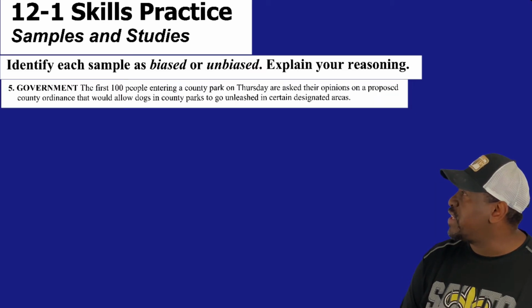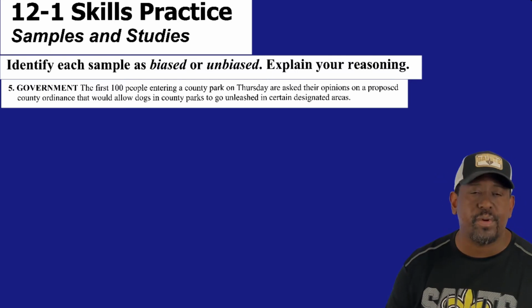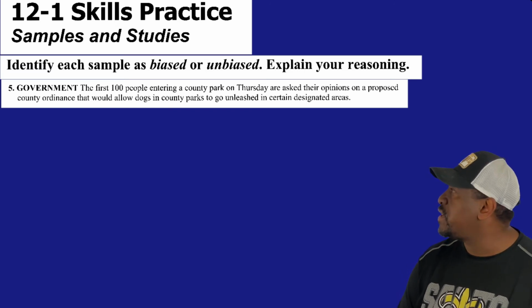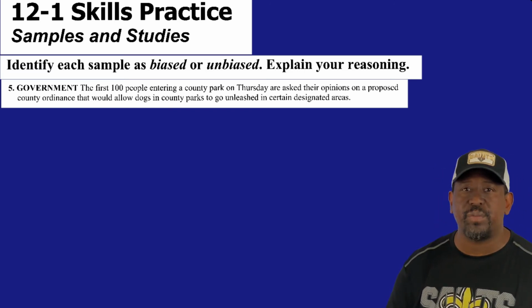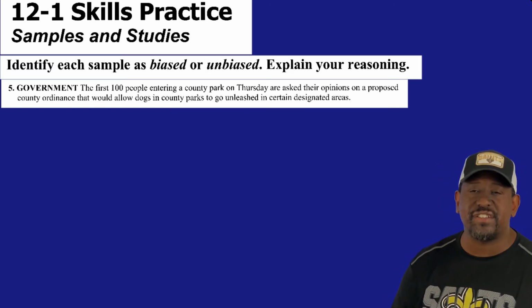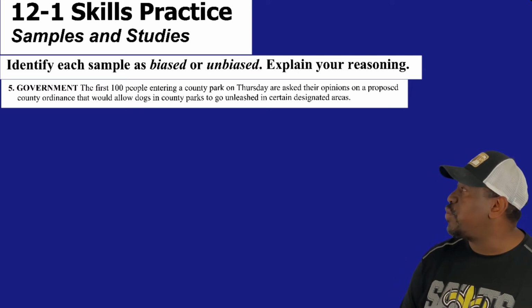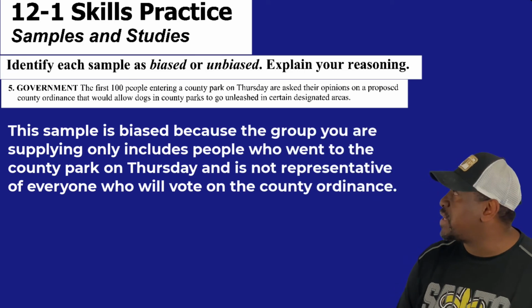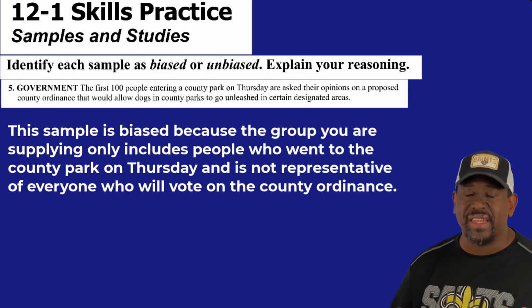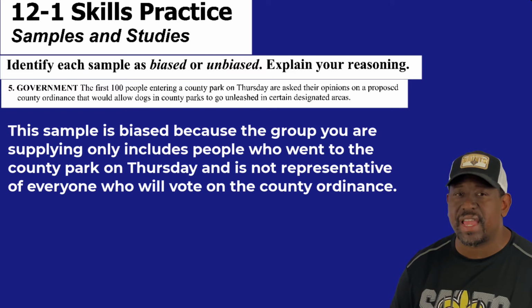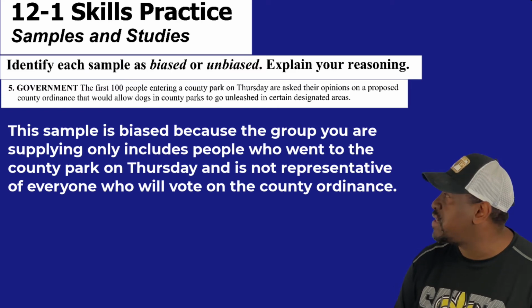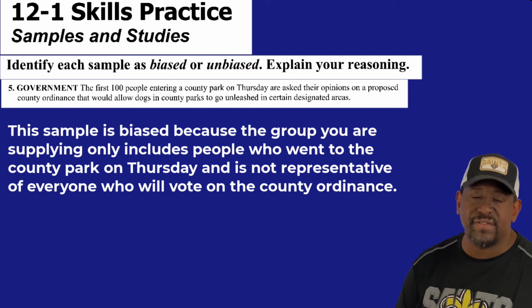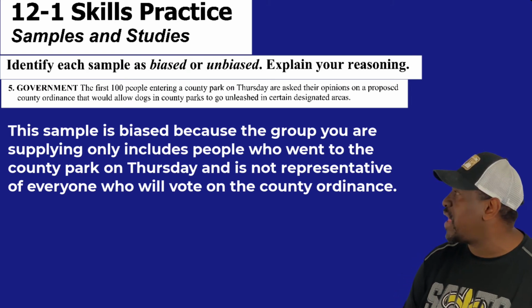So now we'll do another example. The first 100 people who enter a county park on Thursday are asked their opinions on the proposed county ordinance that will allow dogs in county parks to go unleashed in certain designated areas. So we say this sample, unlike the last one, is biased because you're confining it to people who visit the county park on Thursdays. So let's see if the NOLA Mathman agrees with my logic here.